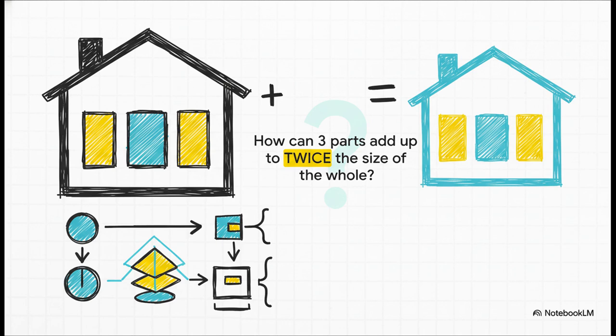Get this. Imagine you have a house, right? And you measure the size of 3 different rooms inside it. Then you add those 3 sizes together, and the total comes out to be twice the size of the entire house. How on earth can that be possible? It just doesn't make any sense, does it? Well, that's exactly the paradox we're gonna crack today.